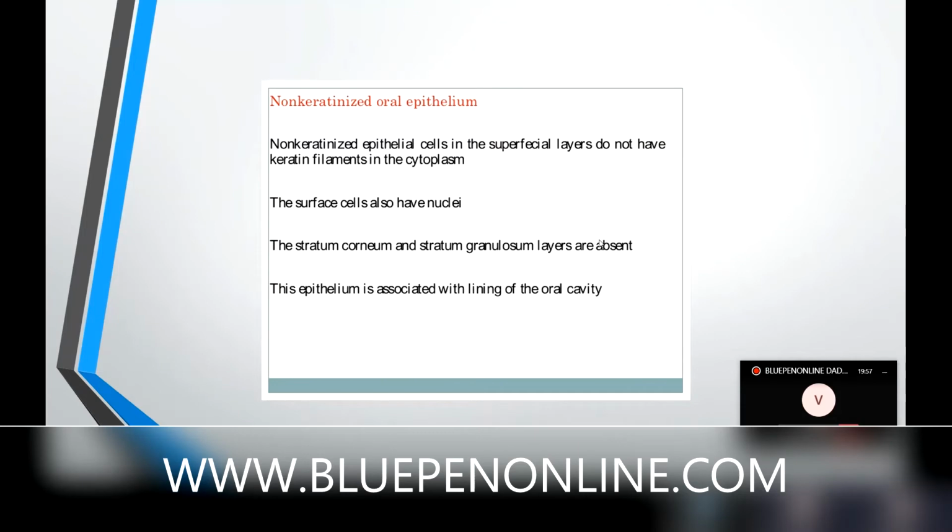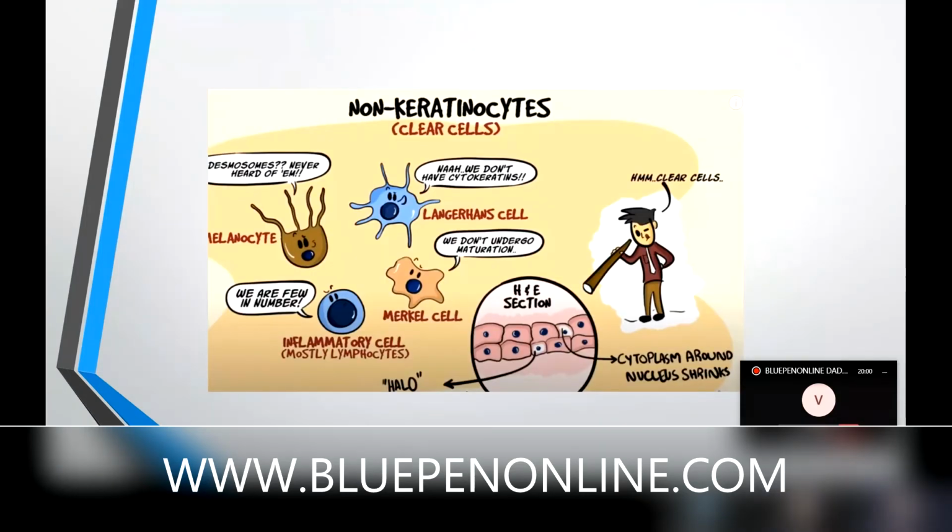Now, what are the non-keratinocytes? There is something called non-keratinocytes or clear cells. They are melanocytes, Langerhans cells, Merkel cells, and inflammatory cells. Why are they called clear cells? Because the cytoplasm around the nucleus will shrink and the cell will appear more transparent. That is why they are called clear cells.